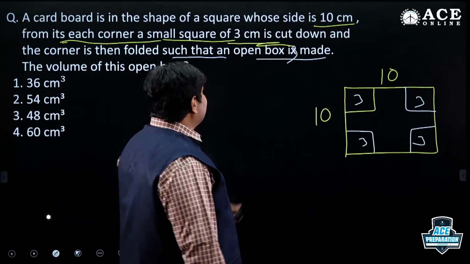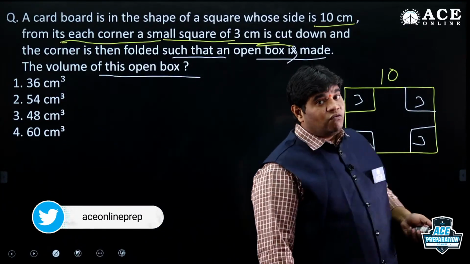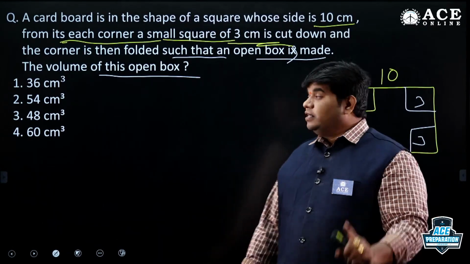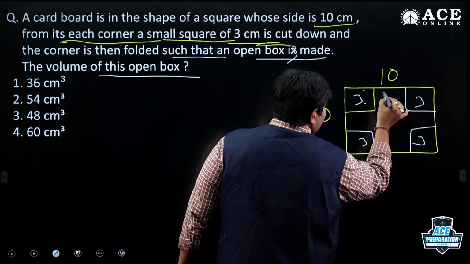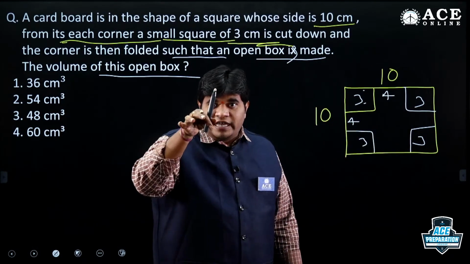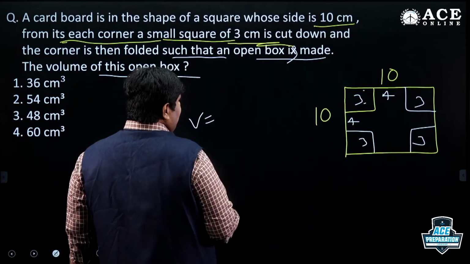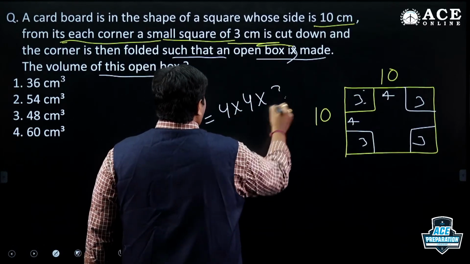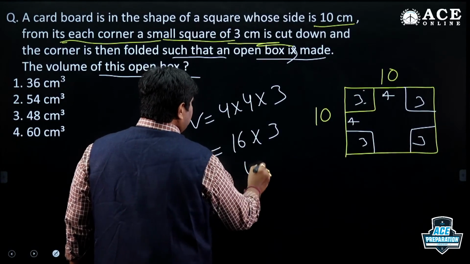Then what is the requirement? The volume of the open box. Volume means the area of the base into height. Here, this 3 centimeter you have removed from both ends, so 3 plus 3 removed. The remaining distance is 4, and here also 4. The height is 3, since that 3 is folded up. So volume is length into breadth into height: length 4, breadth 4, height 3. 16 into 3, 3 16s, is 48.